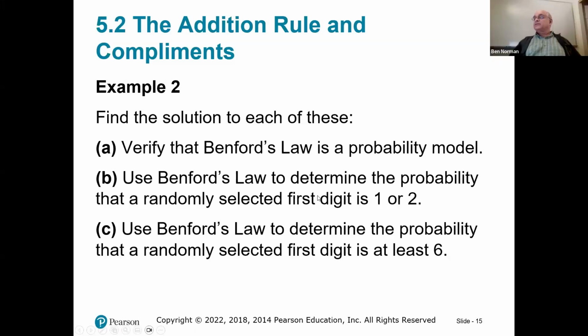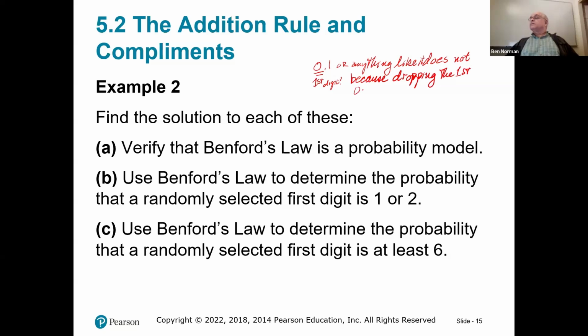Please note in each case, randomly selected first digit. First digit. The first digit will never be 0. Some people might think, Mr. Armour, what about the 0.1? This or anything like it does not count. First digit does not count. This 0.1 or anything like it does not count because dropping the first 0 does not change the value. Technically, that is true with anything like these.